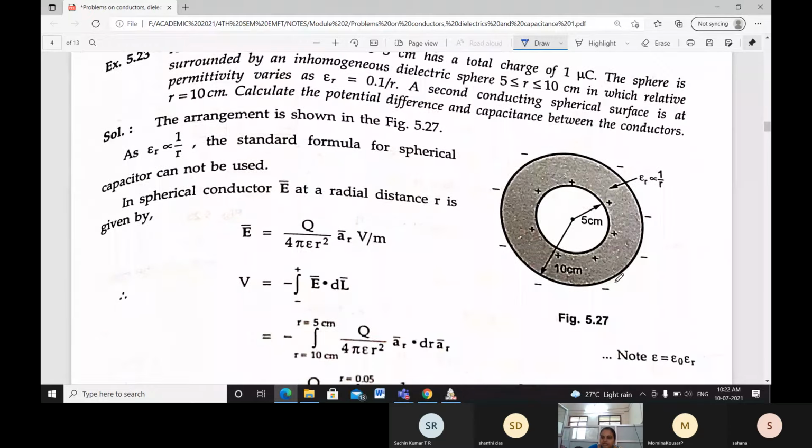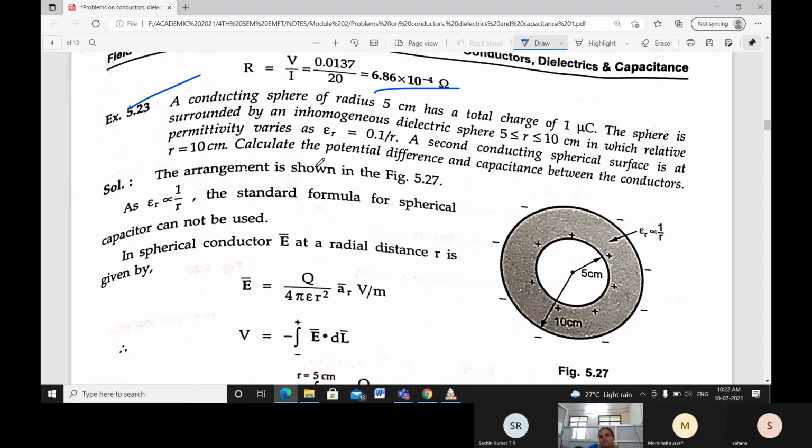This is how the construction is going to be. The inner one is 5 centimeter and the outer is 10 centimeters, and our ε_r is inversely proportional to 1 by r, which we are considering. This is how the arrangement is, based on the question. Even blindly, when r is in between two elements A and B, whatever values are given, in your mind it should come as two concentric rings. Then you go with what is next, the things given in the question paper.